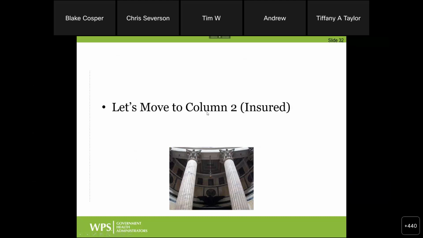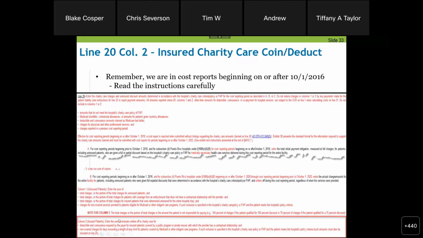So column 2, insured. Now we're down here. It looks pretty simple. Most of it's simply going to be a deductible or co-insurance for insured patients that you have a contractual relationship with. But again, there's that odd piece. I know you can barely read it here. It's non-covered charges for days exceeding a length of stay limit for patients covered by Medicaid, if such inclusion is in your policy. And here they've cleaned it up. It says this amount must also be included on line 25. So the same amount needs to be part of what's in column 2, line 20, but separately, just that specific amount needs to be reported on line 25.